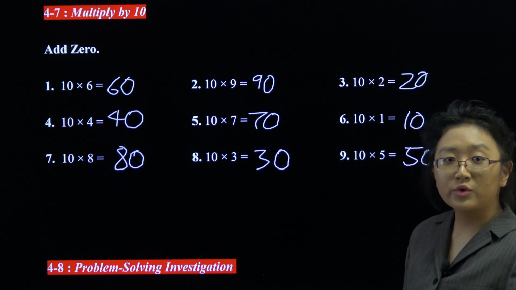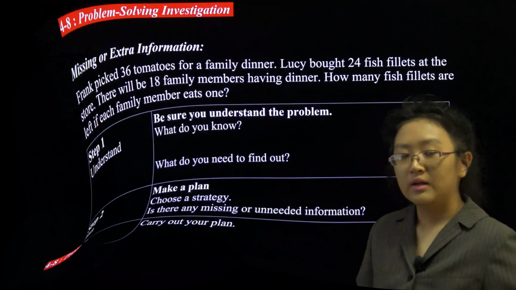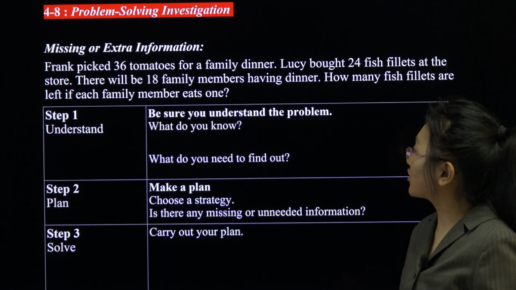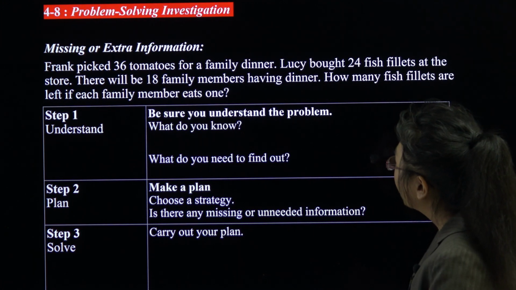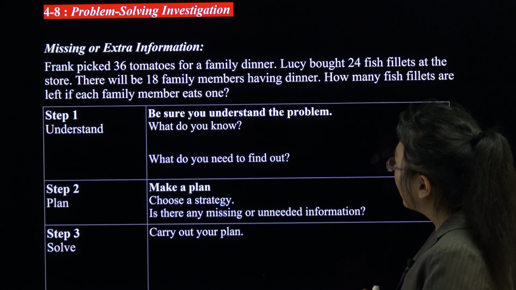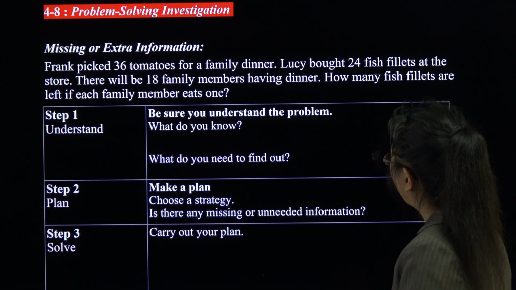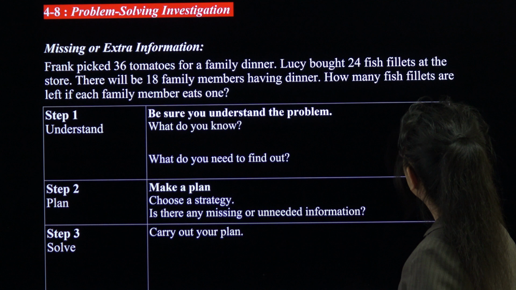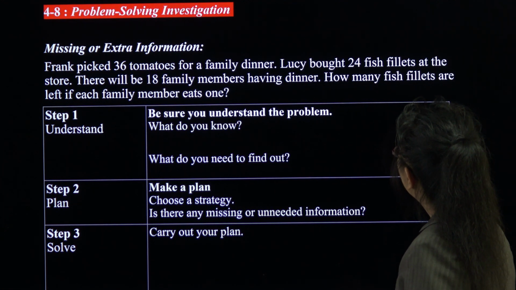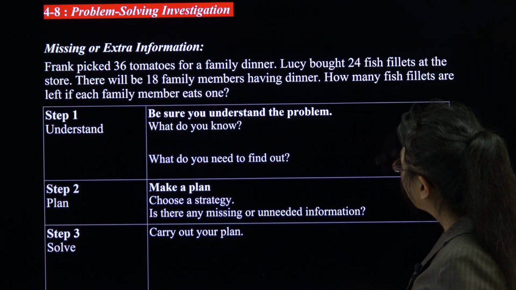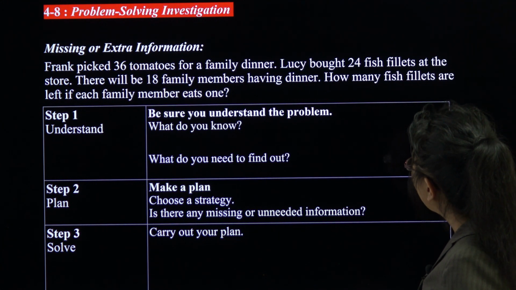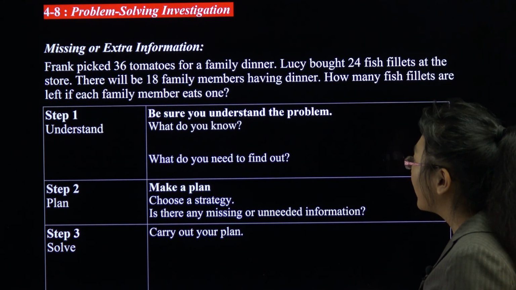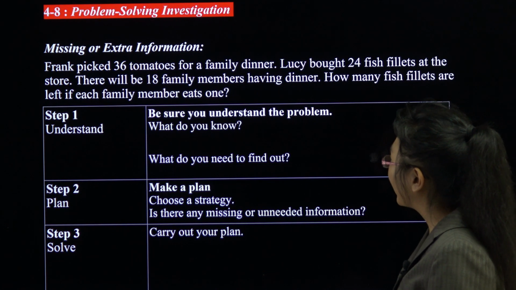Now, we're on to another problem-solving investigation. Continuing with missing or extra information. Frank picked 36 tomatoes for a family dinner. Lucy bought 24 fish fillets at the store. There will be 18 family members having dinner. How many fish fillets are left if each family member eats one?